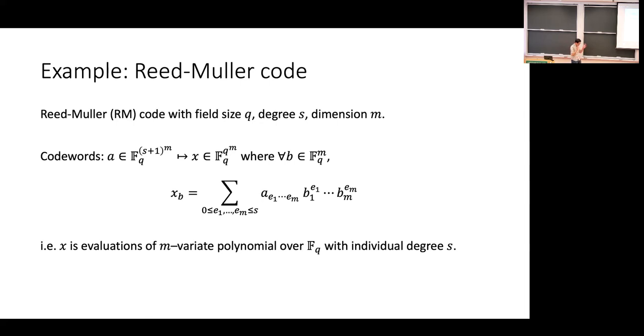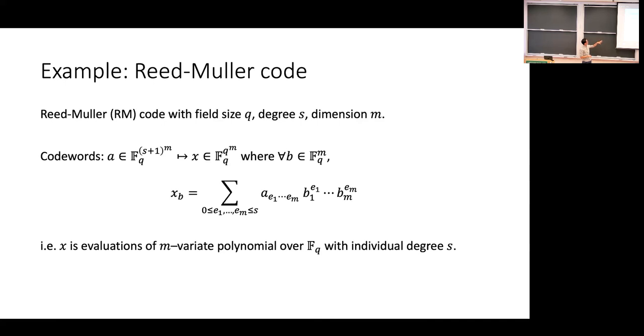Now that we're in the world of larger alphabets, let's talk about something called the Reed-Muller code. And this is a very important error correcting code. It's used everywhere, like satellite communications, 5G, you name it. So people use this all the time. And there's a bunch of parameters. There's a field size q, a degree s, and a dimension m.